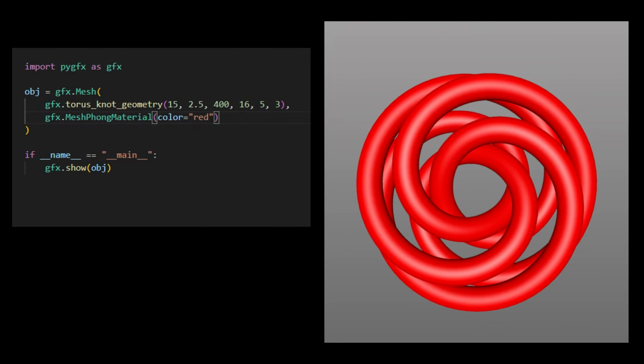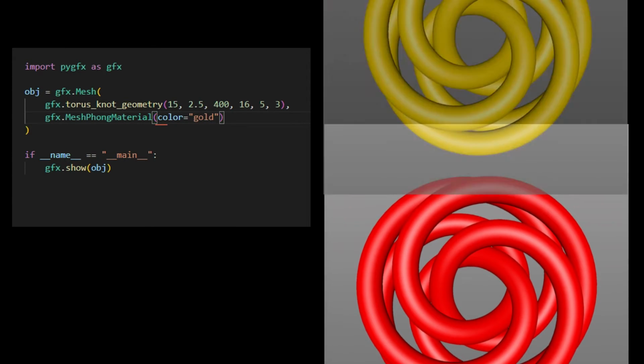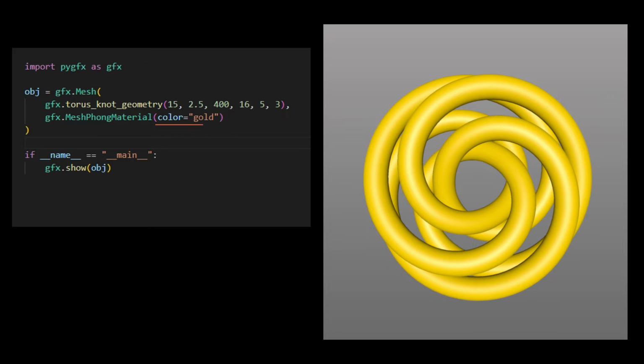First, let's modify the color name to gold. This adjustment will render the torus knot in a gold hue. This method allows you to choose any named color you prefer. Furthermore, we have the option to use a single scalar number to denote a grayscale color.